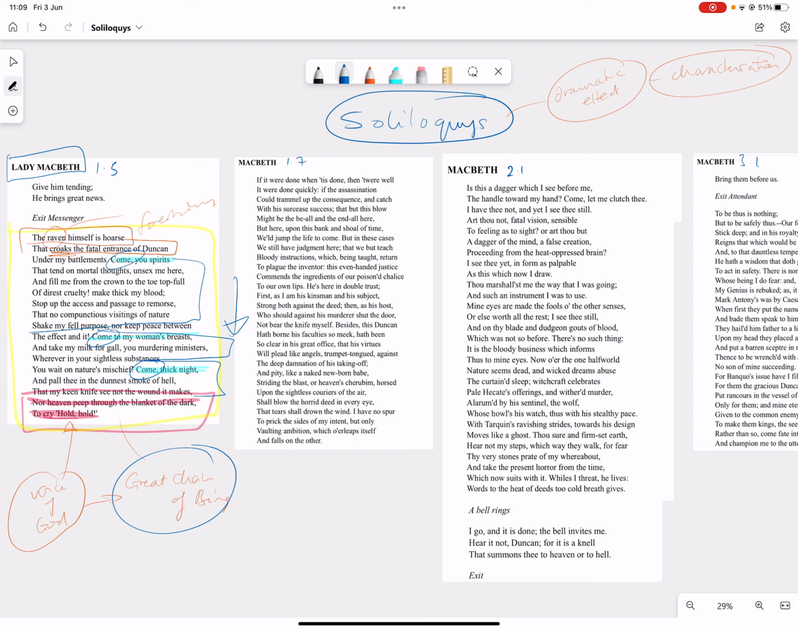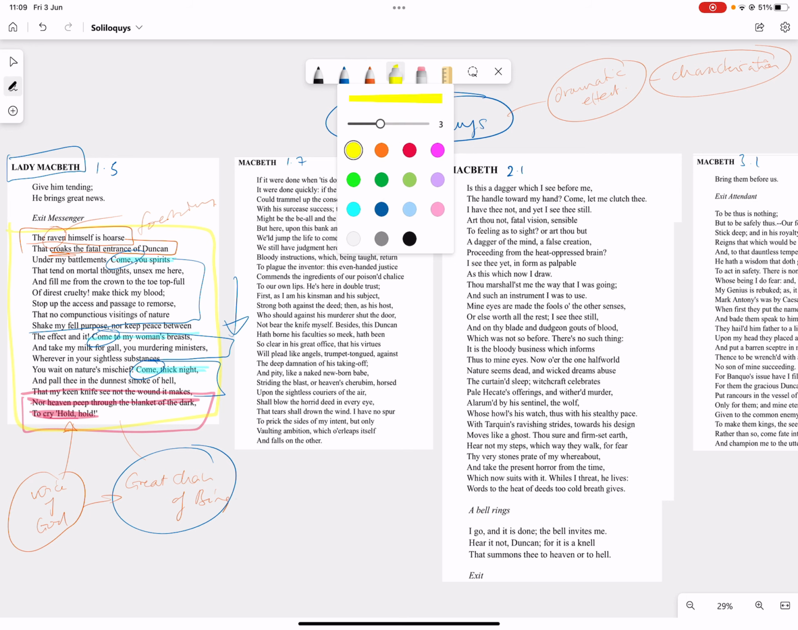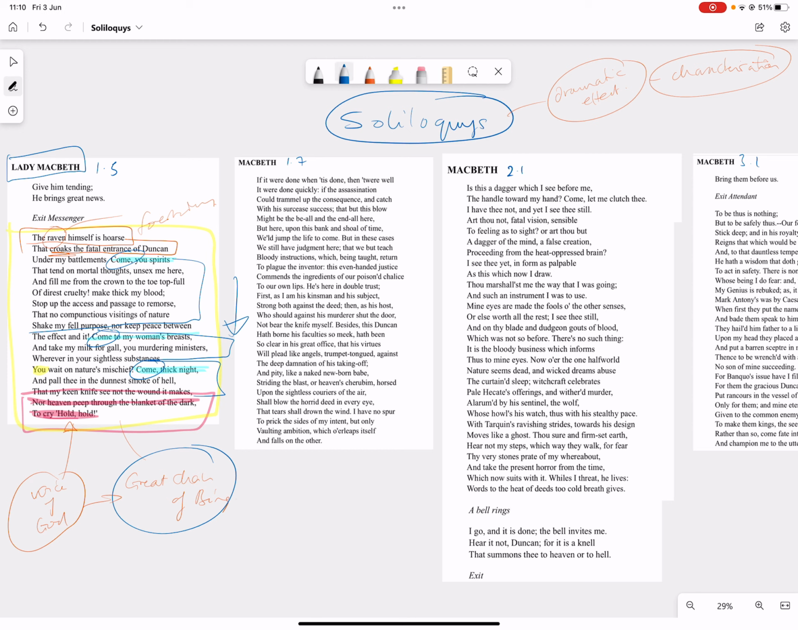So there, again, look for big, obvious things. Again, the use of you. So this is like an address, isn't it? And almost like an incantation or a spell that we've seen with Hecate and the witches as well.